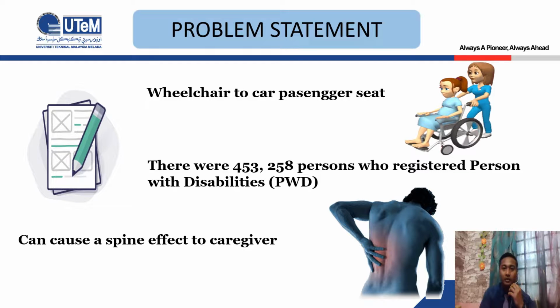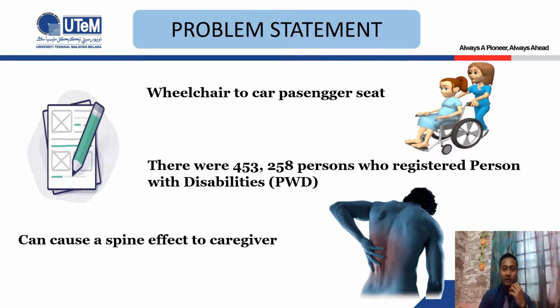First, we are going into the problem statement. The problem statement in this study is that wheelchairs are used to move a patient from one point to another point, which allows the caregiver to easily relocate the patient. However, its basic operation or features are limited to only moving from one point to another with the patient in it, and this can cause an issue when the patient needs to move from the wheelchair to the car passenger seat. It can cause spine effect to the caregiver.